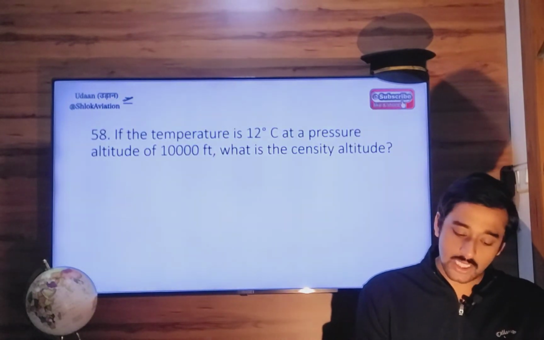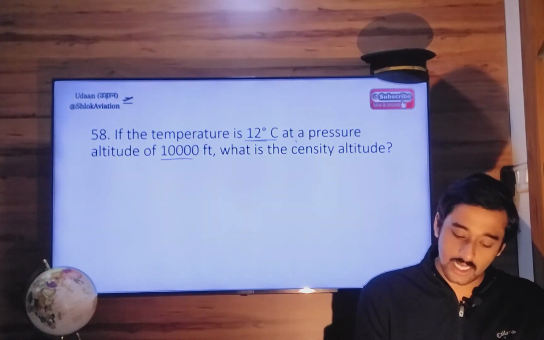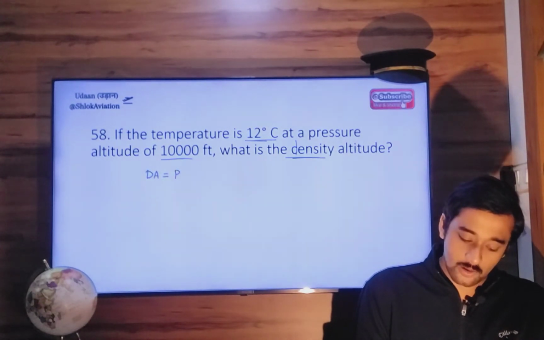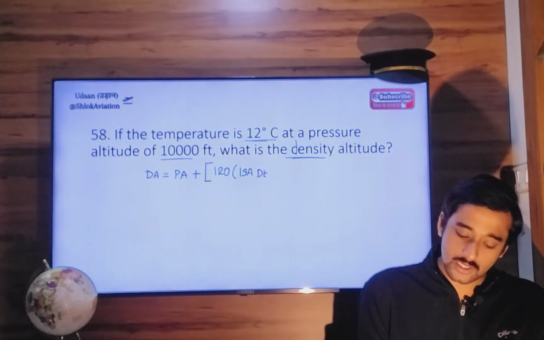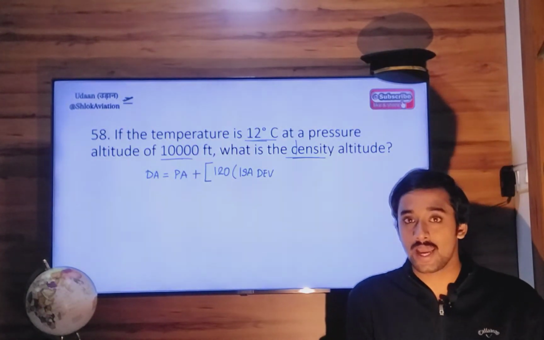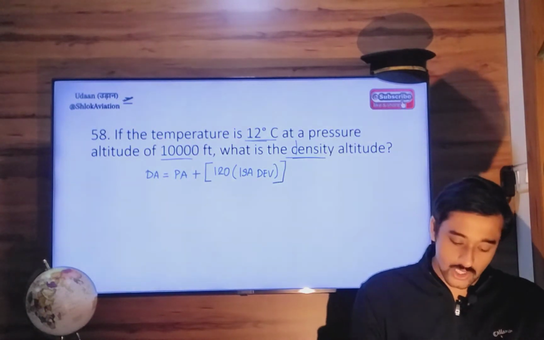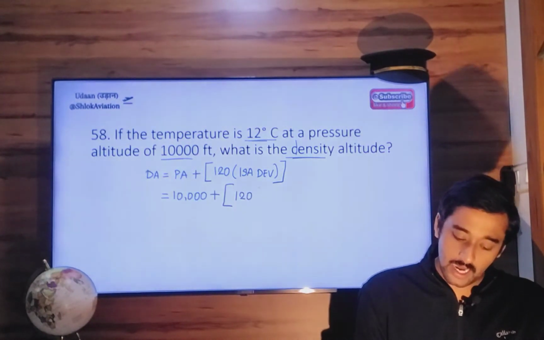58. If the temperature is 12 degrees Celsius, pressure altitude is 10,000, what is density altitude? So density altitude is pressure altitude plus 120 into ISA deviation. And some books have written 118 in place of 120. It won't be much of a difference. So 10,000 plus 120 multiplied by ISA deviation.